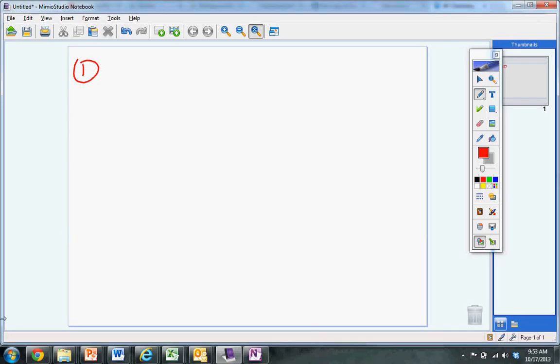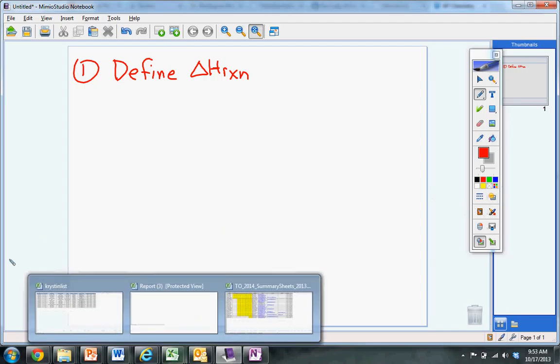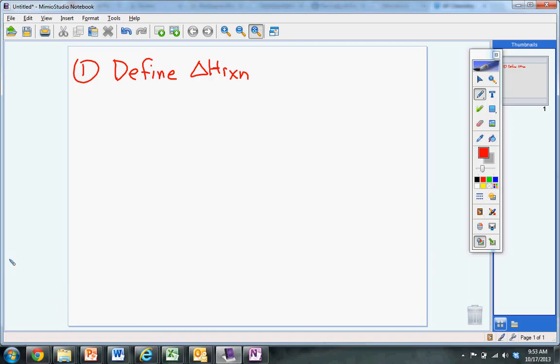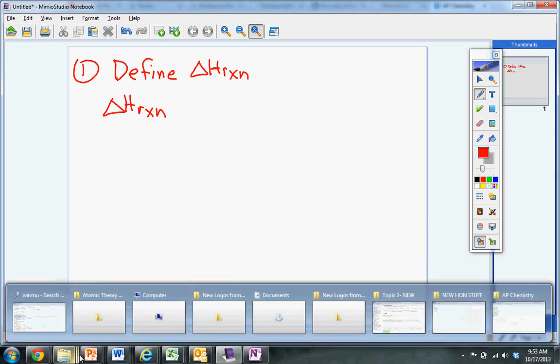Number one is asking, it says, define delta H of the RXN. Oh my God. What the heck is RXN? Reaction. Okay, good. So could anybody tell me how they define that? Did anybody define it? The change of heat in the reaction. All right. Okay. Very good. Delta H of the reaction is the change.